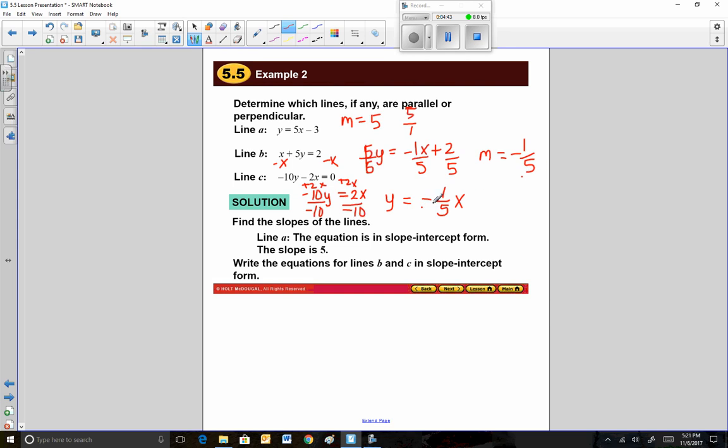These two lines have the exact same slope. The slope on this line is -1/5. So these two lines will be parallel. This one will cut off the y-axis at 2/5. This one will cut off at 0 because there's nothing over here. All right, so lines A and B are perpendicular, B and C are parallel.